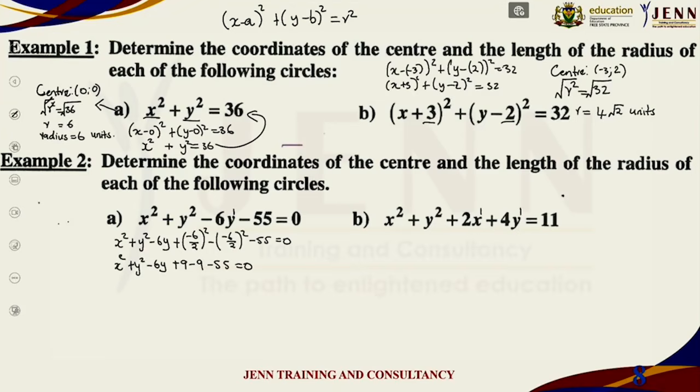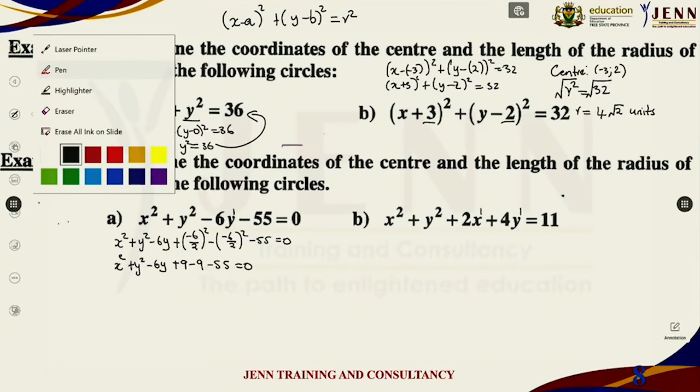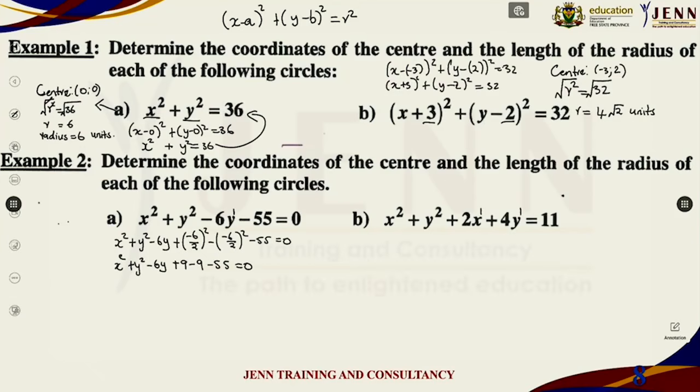But for y, we were having a y as a variable to the exponent of 1. Therefore, what are we going to do now? Because I have completed the square, I am going to focus on the first 3 terms: y squared minus 6y plus 9.